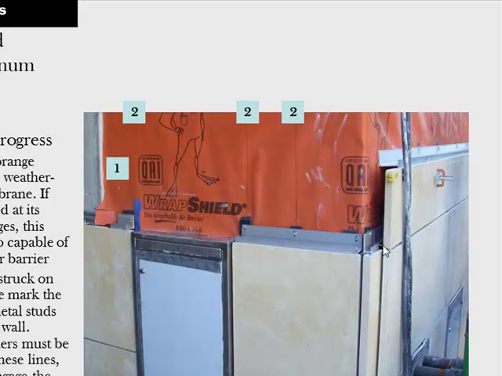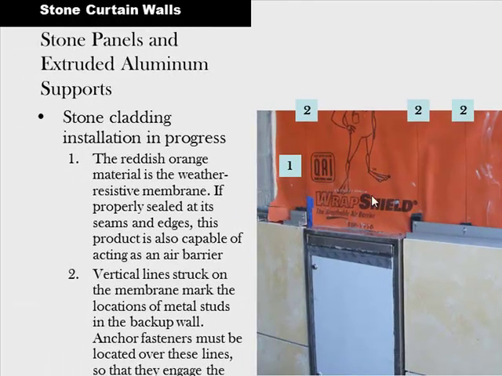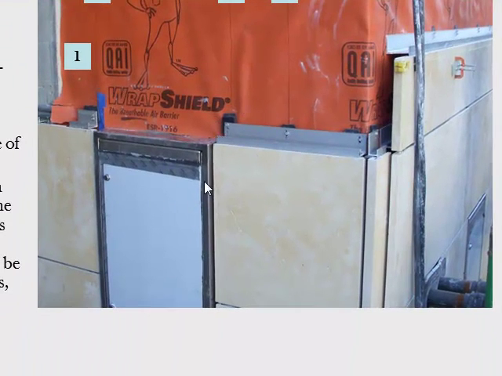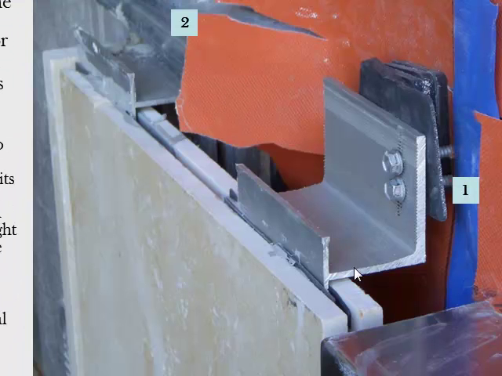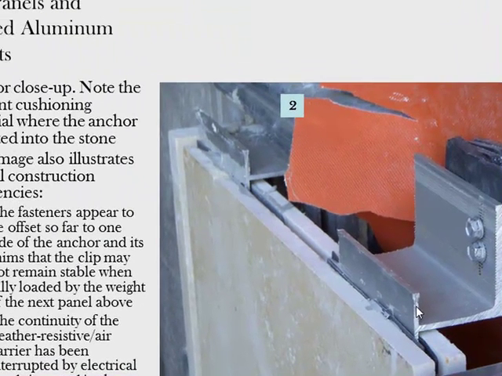Here's a picture of what that looks like in reality. You have to have your weather-resistive membrane behind that stonework. This too means that they've shown those black lines indicate where the studs are behind that membrane, so that they can actually screw these into some structure and not just into thin air. Very important. Here's a close-up. You can see the clips that anchor the stone inside.